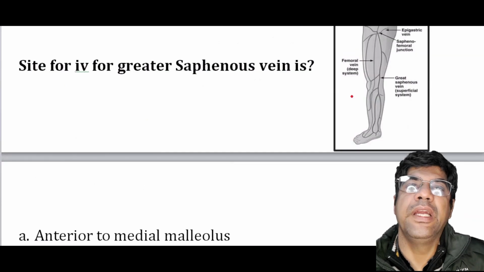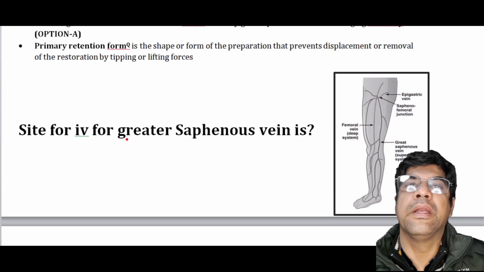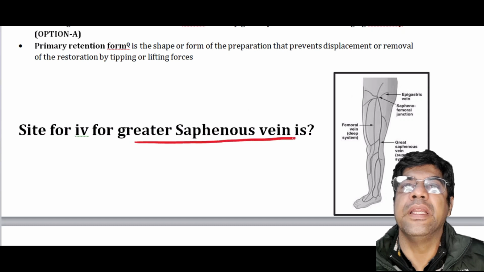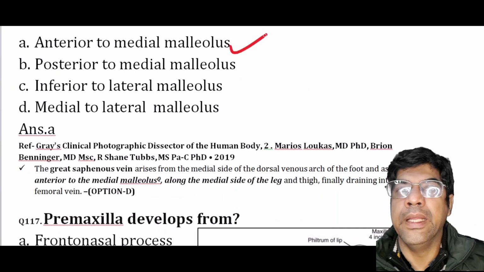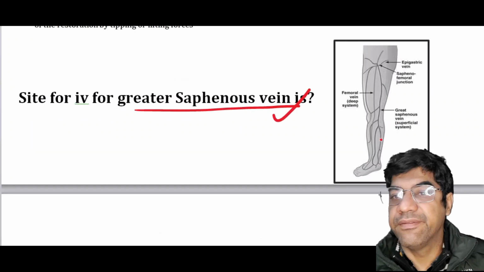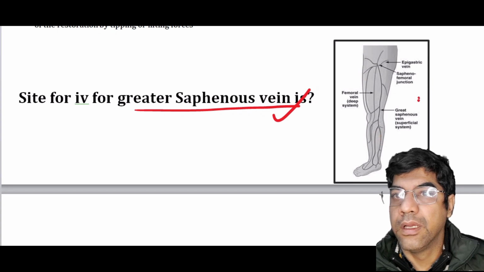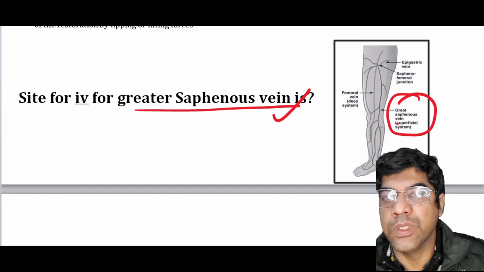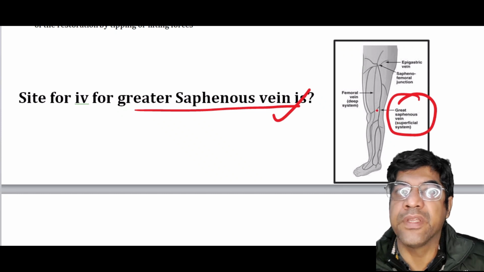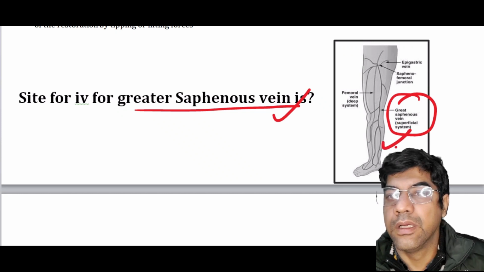The next question, the site for intravenous access, the greater saphenous vein, is anterior to the medial malleolus. So the great saphenous vein arises from the medial side of the dorsal venous arch of the foot, and it ascends anterior to the medial malleolus along the medial side of the leg and thigh, draining into the femoral vein.